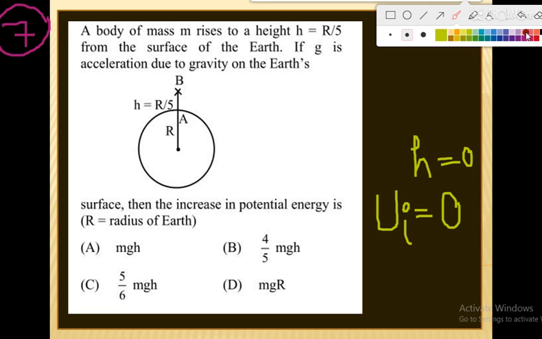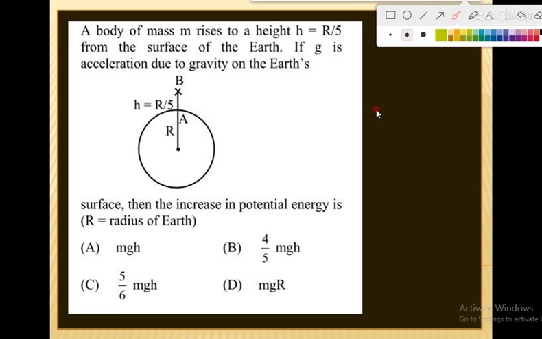then its potential energy we can write as mgh, but acceleration due to gravity will obviously change at that height, and we have to find that value. So let us first find that value. g dash will be equal to g by 1 plus h by R, whole square, where h is equal to R by 5.